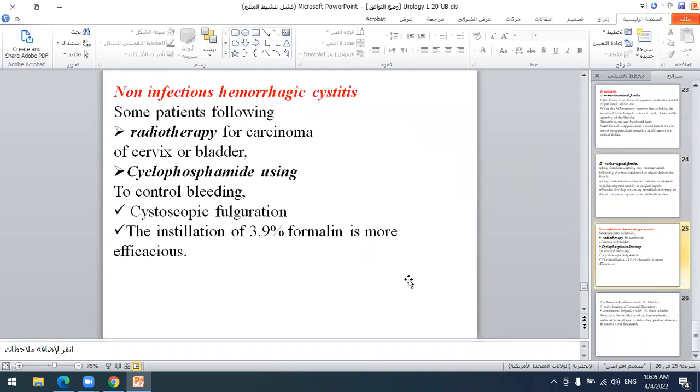Non-infectious hemorrhagic cystitis. Some patients following radiotherapy for carcinoma of the cervix or bladder, or cyclophosphamide use, develop bleeding to be controlled. Cystoscopic fulguration. The instillation of 3.9% formalin is more efficacious.